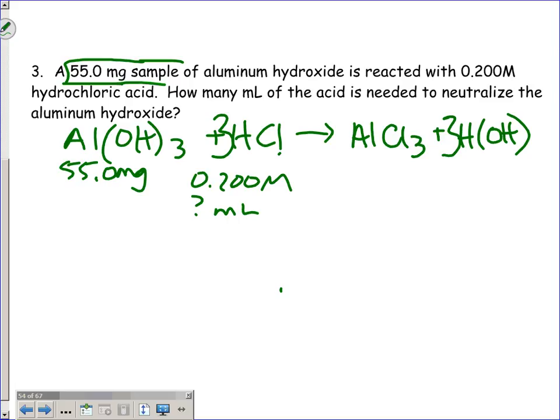We're analyzing the base. So can we start with the base? Yay or nay? No, the one I'm analyzing, the one I'm looking at for the question, has to be the very end. So I have to start with this one, right? Well, we just simply haven't started with milligrams, but who says we can't get milligrams to moles, right? We can do that. So get my milligrams.